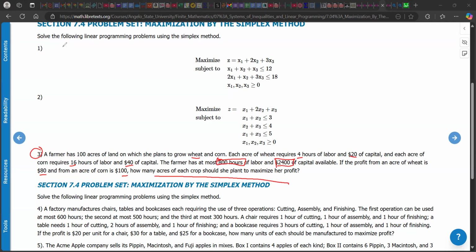So we declare our variables. I'm going to use these blank areas here to do the problem, right?